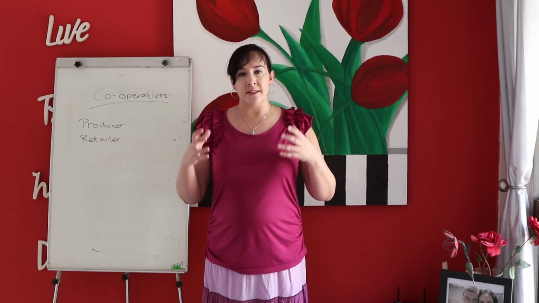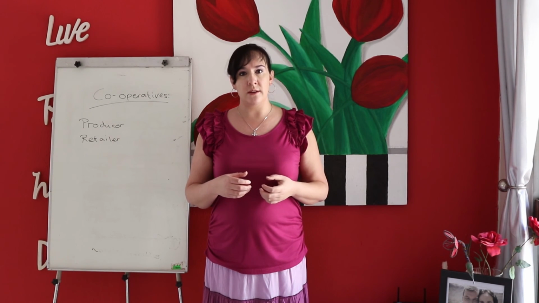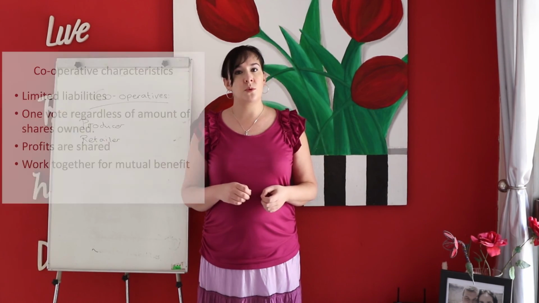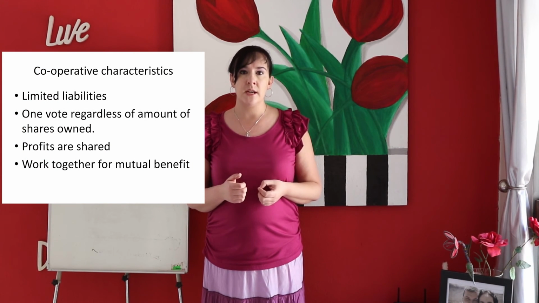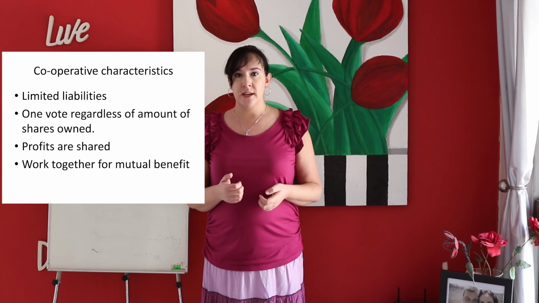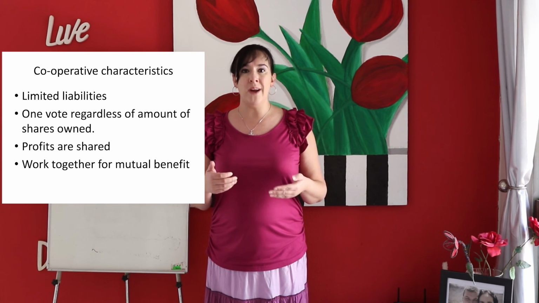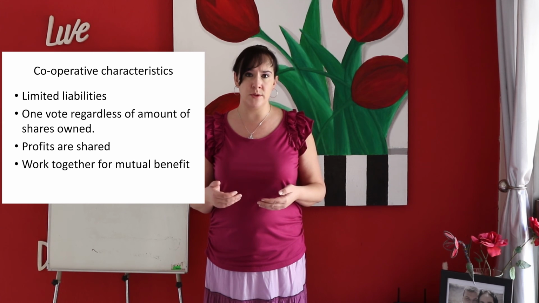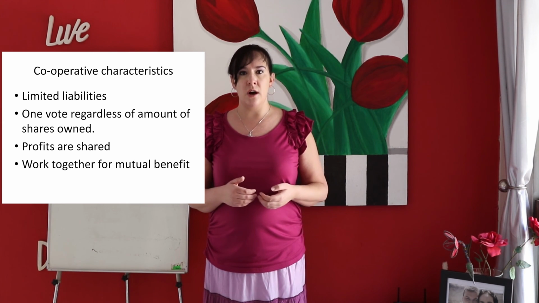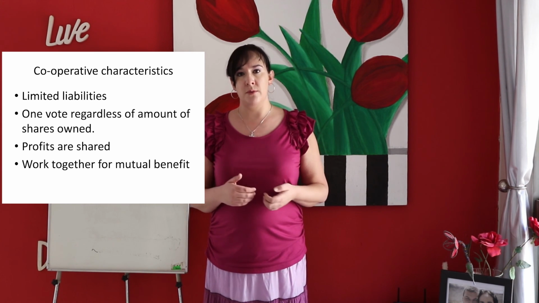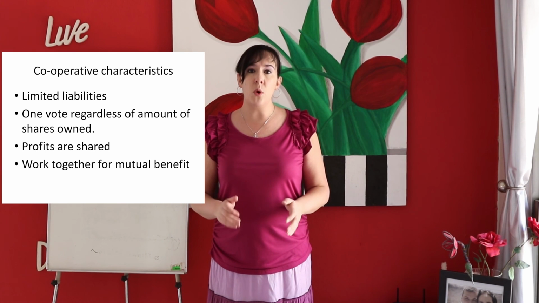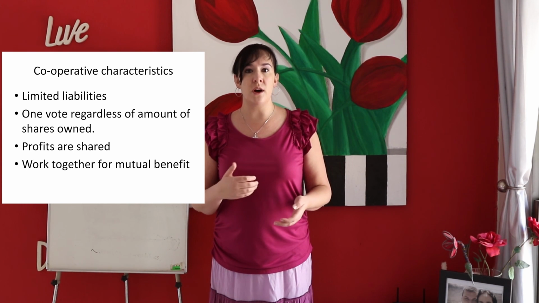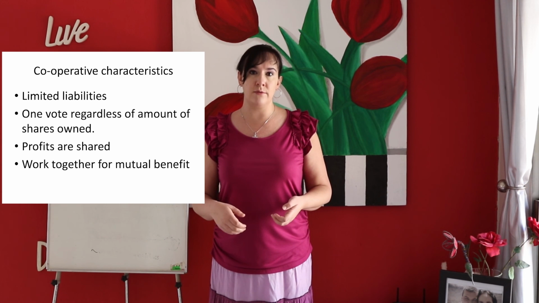Whereas in the producer one, it's the producers that pool their resources together for the benefit of the whole producer group. So characteristics of cooperatives are that they have limited liability. They also have one vote, so it doesn't matter how many shares they have in this cooperative, they have one vote. And it's for the benefit of the community, or for the producer, or for the consumer. In a cooperative, all the members work towards the running of the cooperative. And profits are also shared amongst the members of this cooperative.